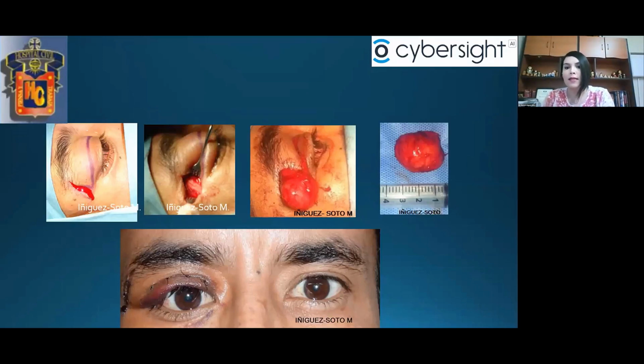And here we have the mass, it's a little bit bigger than the other. And here is the patient 8 days after surgery. If you can see, the eyeball is not completely in parallel, but it's better than before. And we have a little bit of edema and ecchymosis, but the result is very good. The diplopia is no longer in his life. And he recovered 2 lines of vision. So it's a good result.